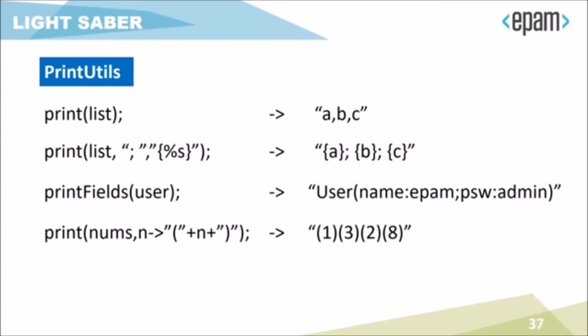One more util in our Lightsaber library is the print utils. This is a utility to do pretty simple printing of your lists, of your objects, arrays, and some other stuff. You can just print these types of collections, or you can print them using some templates, some separators, and other stuff. Not a big deal, but in most cases a really useful thing.